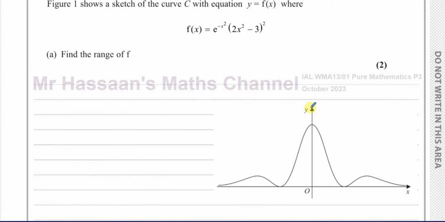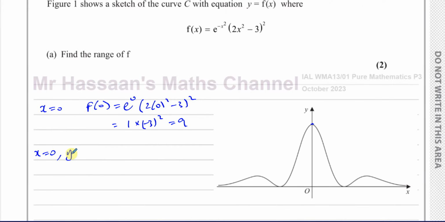So we have to find what that point is by putting x equals 0 into this function. When x equals 0, you end up with e to the power of 0 times (2 times 0 squared minus 3) squared. So that's going to give you 1 times minus 3 all squared, which is going to give you 9. So we know that when x equals 0, y equals 9. So this point here is 9.